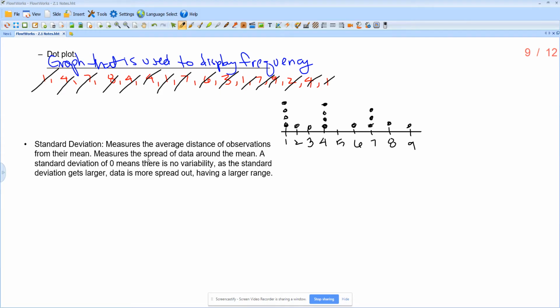What it measures is the spread of data around the mean. So it's talking about how clustered the data is around its mean versus how spread out it is around its mean. A standard deviation of 0 would mean that there is no variability. Everything is really just at the mean. As the standard deviation gets larger, the data is going to become more spread out, which also means that it's going to have a larger range. Remember that range is when you're talking about just the minimum to the maximum. So our range here is just 8. But as my standard deviation gets larger, that's going to be a key way of knowing that data is more spread out and there's a larger range.